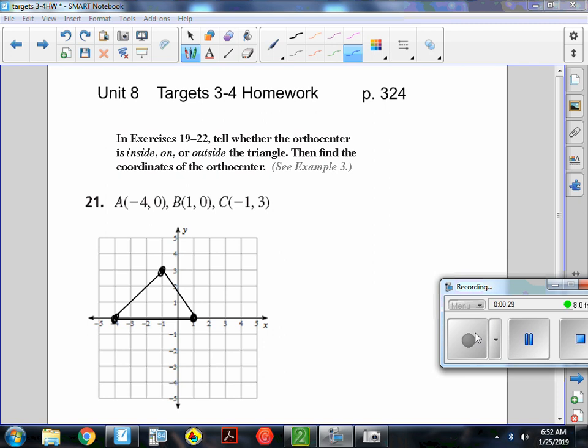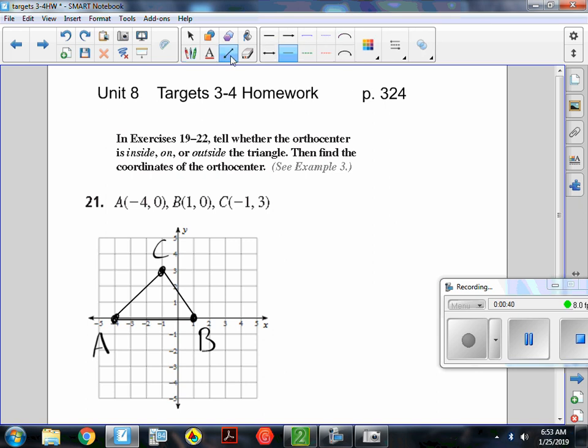I'm going to start at, what point is that? C. I need to label my points. So A is at -4, 0, B is at 1, 0, and C is at -1, 3. I'm going to start at C because that's the easiest.